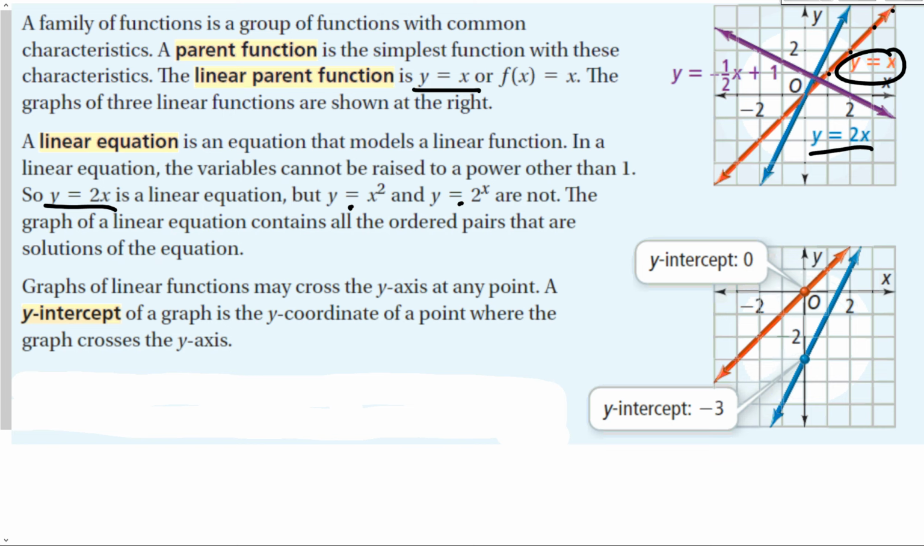Graphs of linear functions may cross the y-axis at any point. They could cross there at 0. It could cross there at negative 3. And the place where it crosses is called the y-intercept. So a y-intercept of a graph is the y-coordinate of a point where the graph crosses the y-axis.